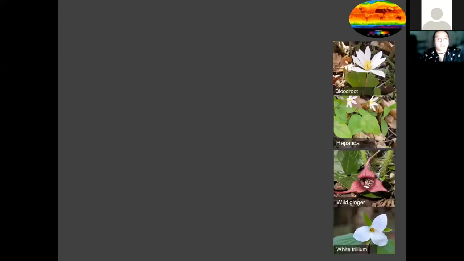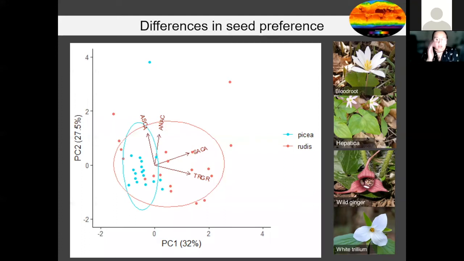And then finally, I mentioned to you before, is there a preference? Is there a difference in what these ants are dispersing? Similar to the PCA ordination that I showed you before, the big takeaway here is that the picea colonies, the skinny blue ellipse compared to the rudis larger, wider red ellipse, seem to have a narrower preference in their seeds, whereas rudis seems to be more variable in preference and the number of seeds that they moved.